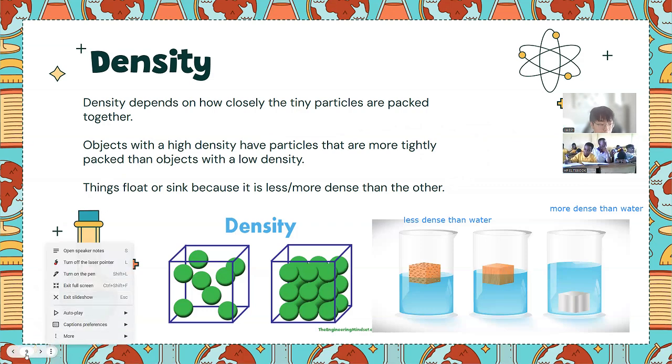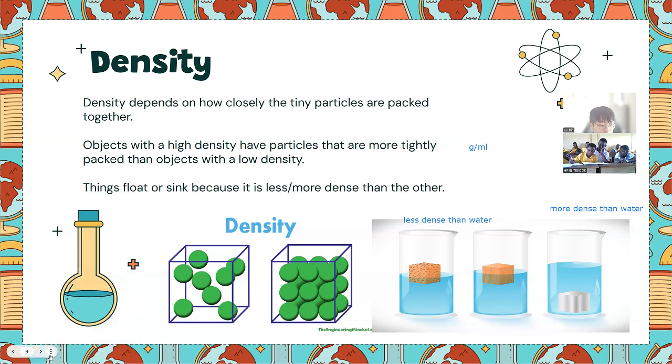So one more thing, because it is the amount of mass per volume, we measure it in grams per milliliter or kilograms per liter. Those are the same units. So okay, this is the unit of density.